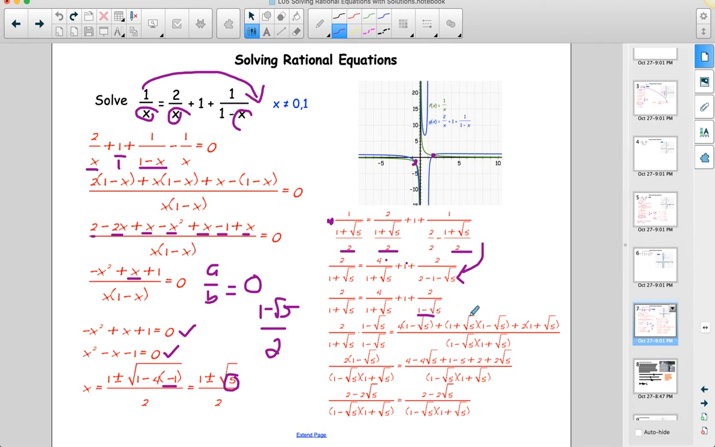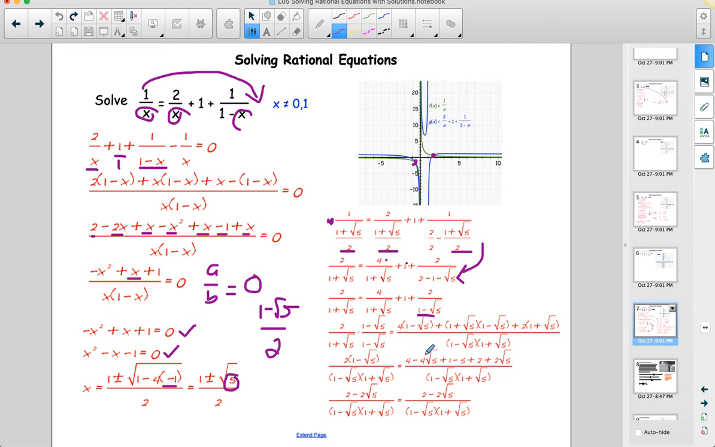The 1 will have to be multiplied by 1 plus root 5 times 1 minus root 5. The 2 is going to have to be multiplied by 1 plus root 5. There's the common denominator. And on this side, when I saw what the common denominator was going to be over there, that's why I chose to multiply by this. And again, this is 1, so it won't change the value of this expression. So 2 times 1 minus root 5 becomes 2 minus 2 root 5.